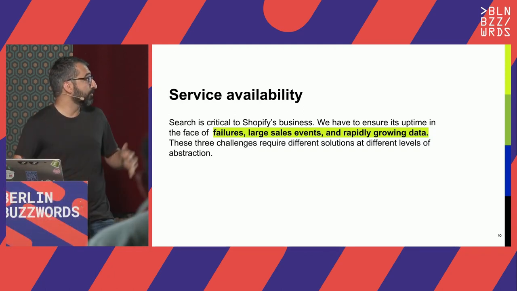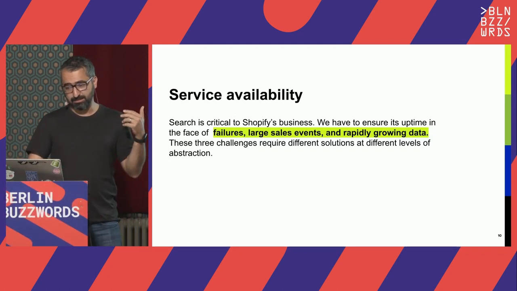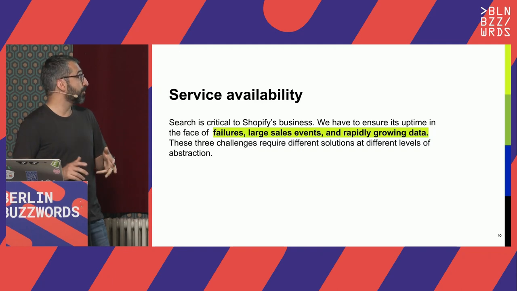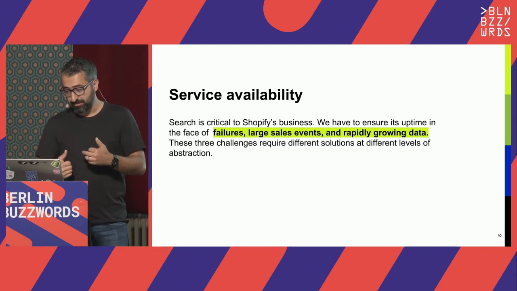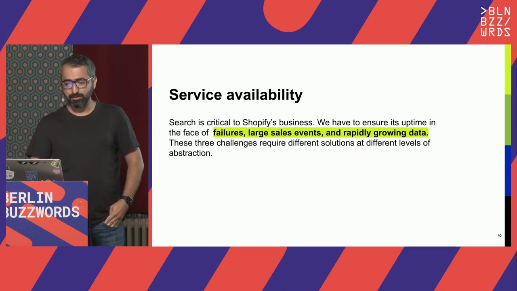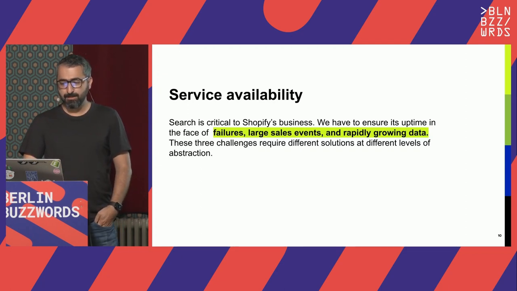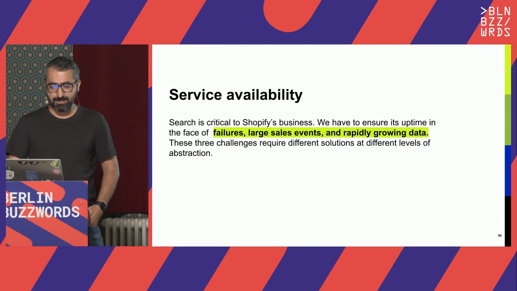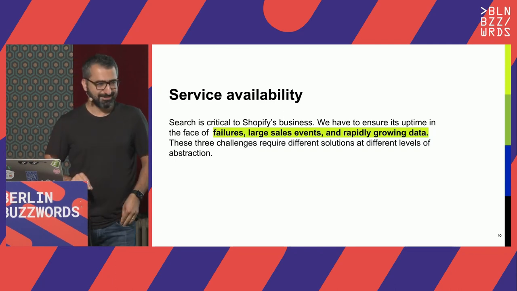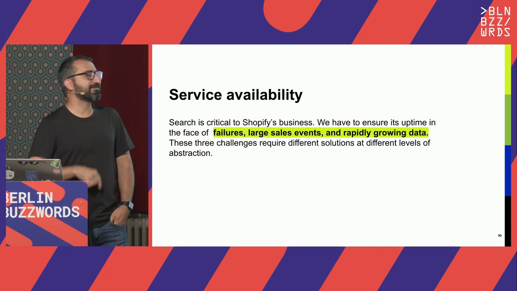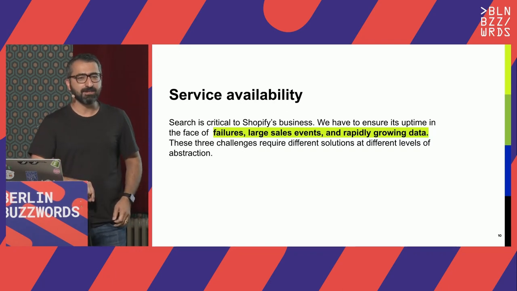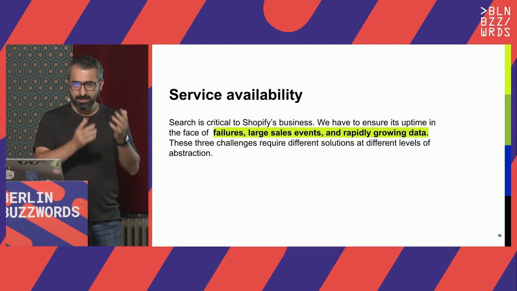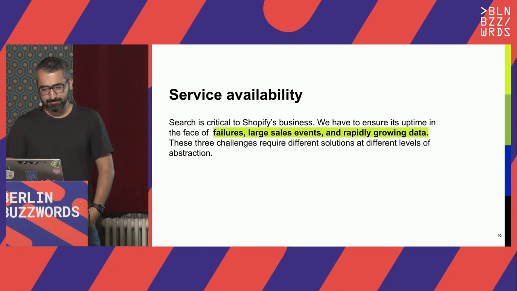And so hopefully with that scale and the fact that search is such an important and critical part of any store, and by extension Shopify, we have to make sure it's always available. Always. That's a fuzzy word. We have to make sure it's highly available. So whatever your SLO may be, whether it's 3 nines, 4 nines, whatever, you have to adhere to that.